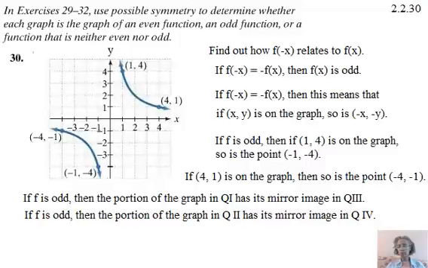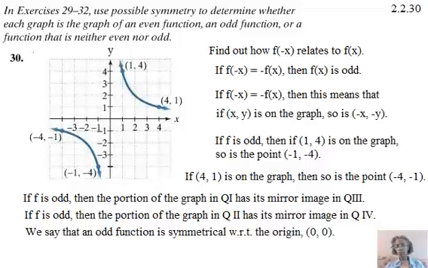So it actually turns out that the function is odd, as seen by the symmetry of the graph. What I'm describing about the mirror images, so quadrant 1 is mirrored in quadrant 3, quadrant 2 is mirrored in quadrant 4, is actually the symmetry that an odd function has. So we say that an odd function is symmetrical with respect to the origin.